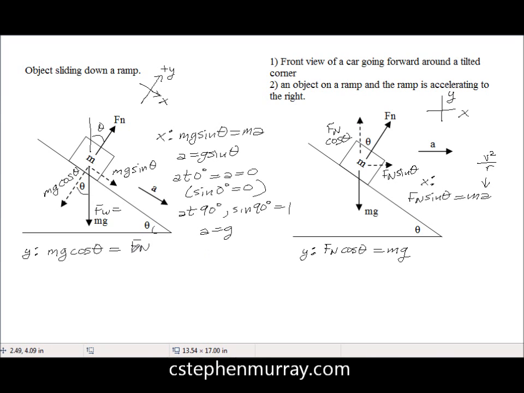You'll notice here that mg is bigger than Fn, because if I solve for mg, I get mg equals Fn over cosine theta. And it's the same cosine theta, isn't it? Here, mg cosine theta equals Fn, so mg is bigger, but here Fn equals mg over cosine theta, so Fn is bigger.